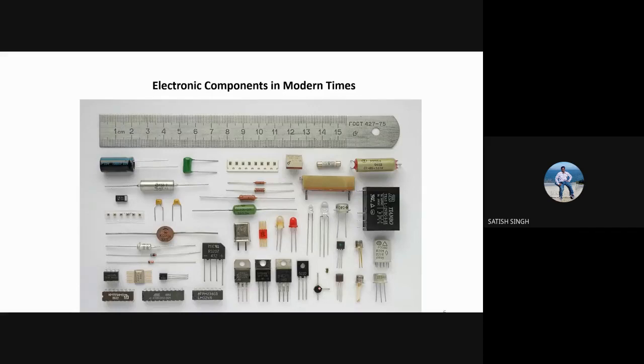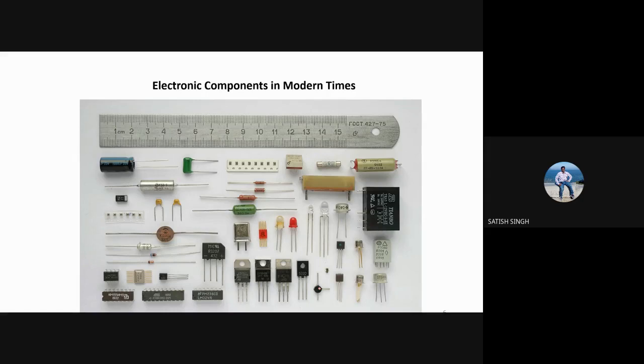Okay, so we are having a large number of such electronic components. The basic components that you might have come across are diodes, transistors, MOSFETs. Okay, these are the basic electronic elements. CMOS, MOSFETs. Okay, these are the basic elements.